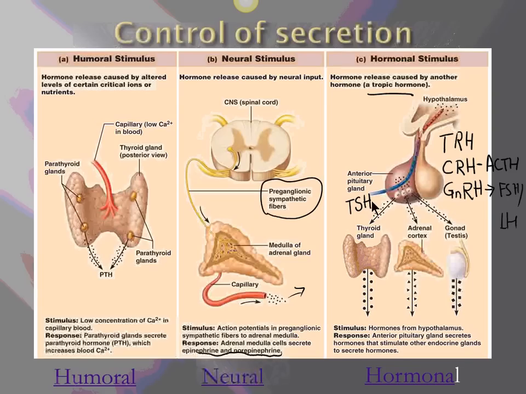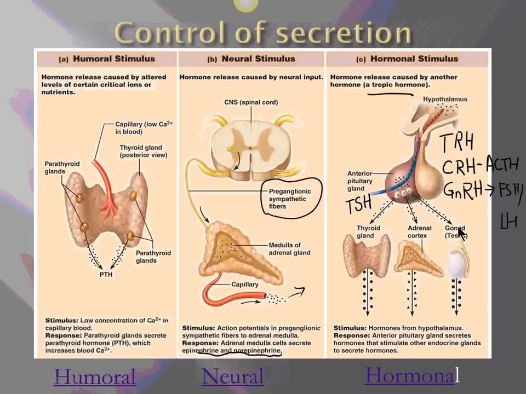This thyroid stimulating hormone now will act on the thyroid gland, and the thyroid will produce its hormones. The adrenocorticotropic hormone will act on the adrenal cortex. It will produce its hormones. This gonadotropic releasing hormone, which causes release of FSH and LH, these two will act on either the testes or the ovaries, and they will produce testosterone or estrogen and progesterone.